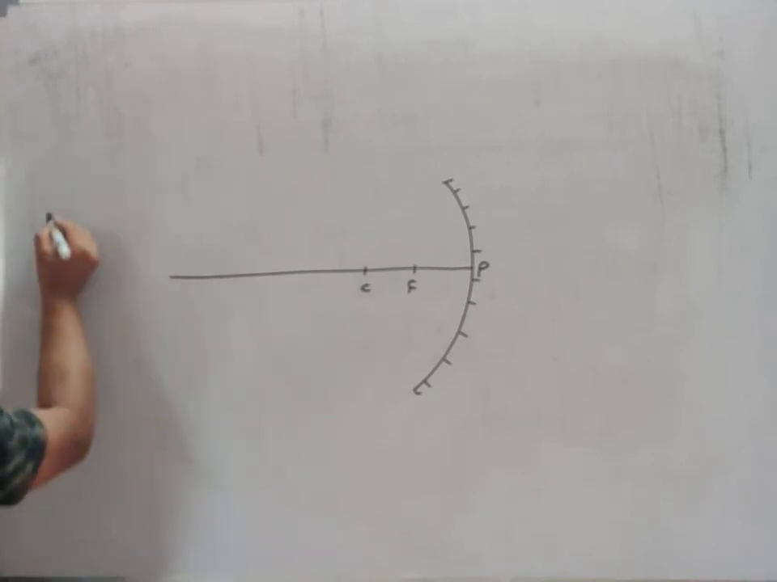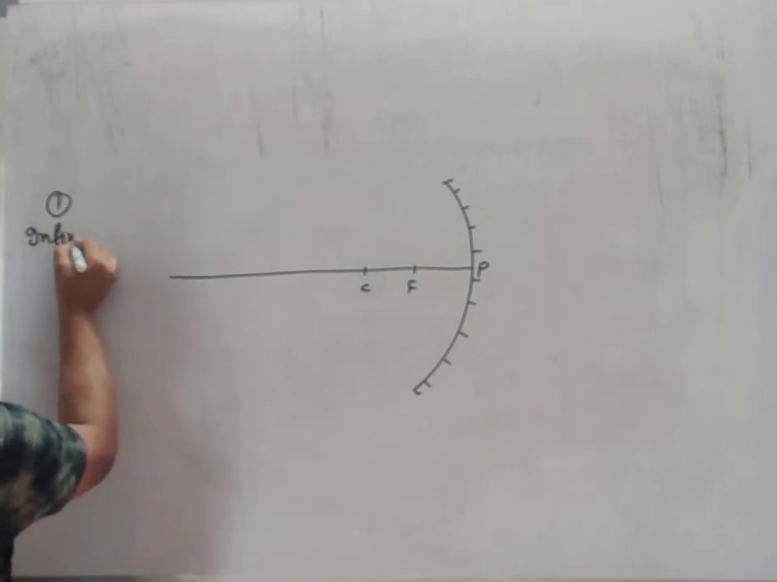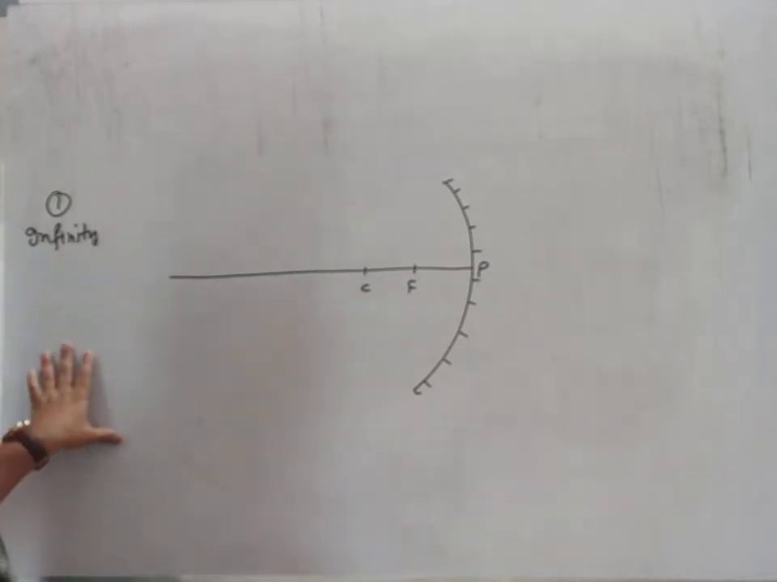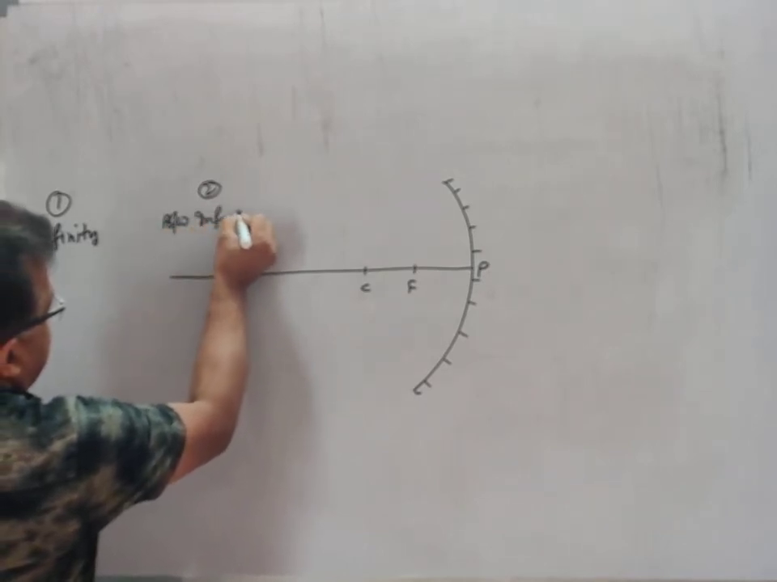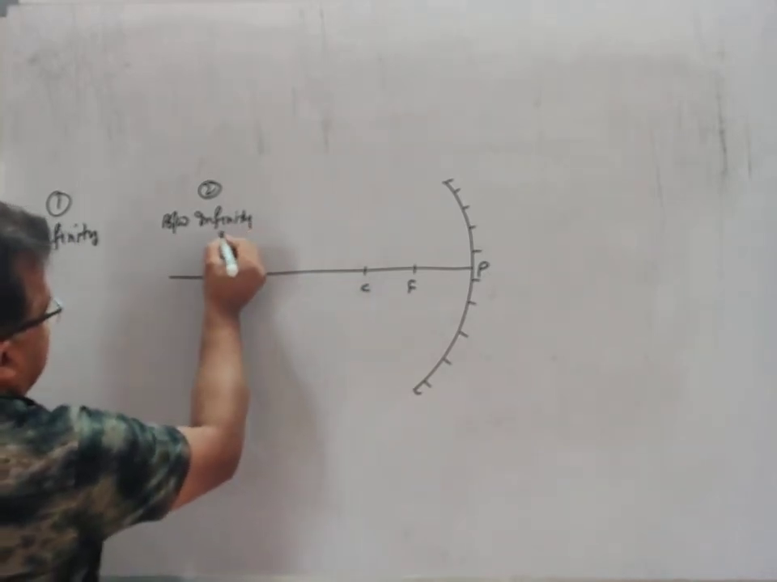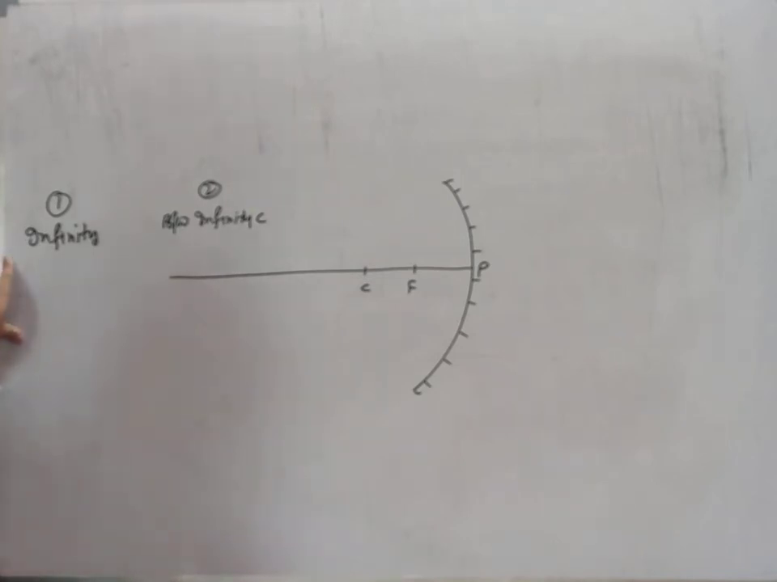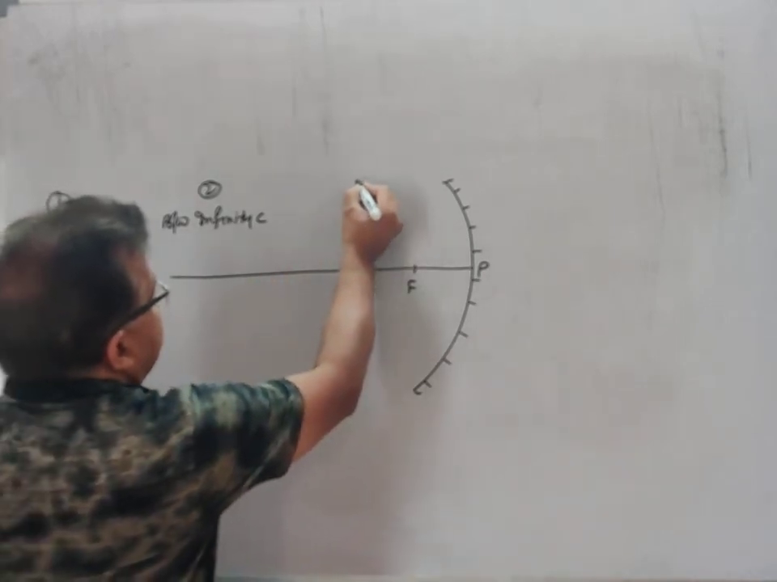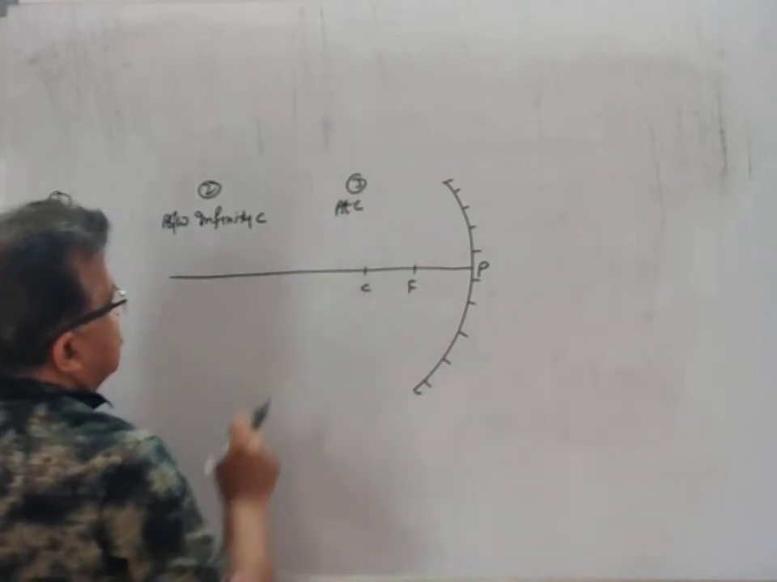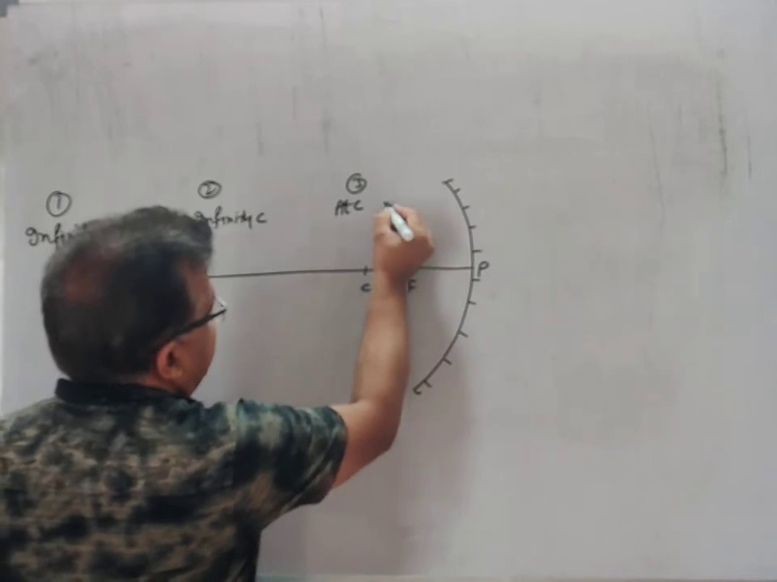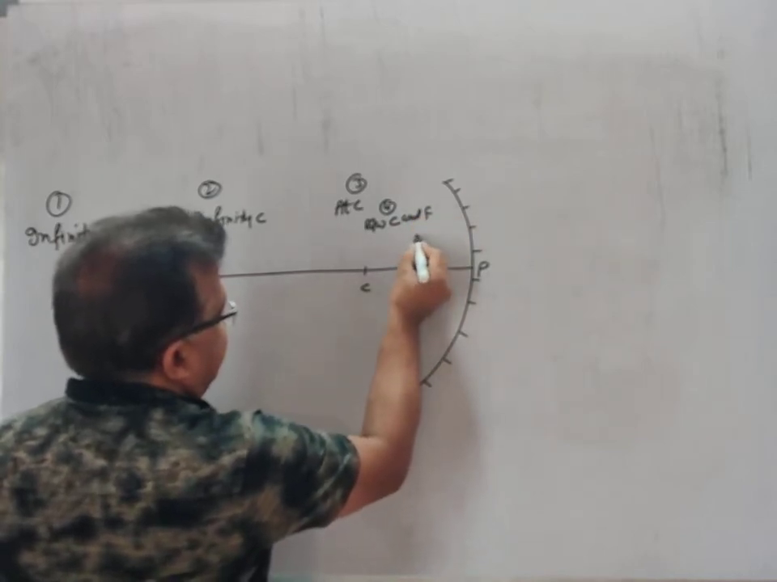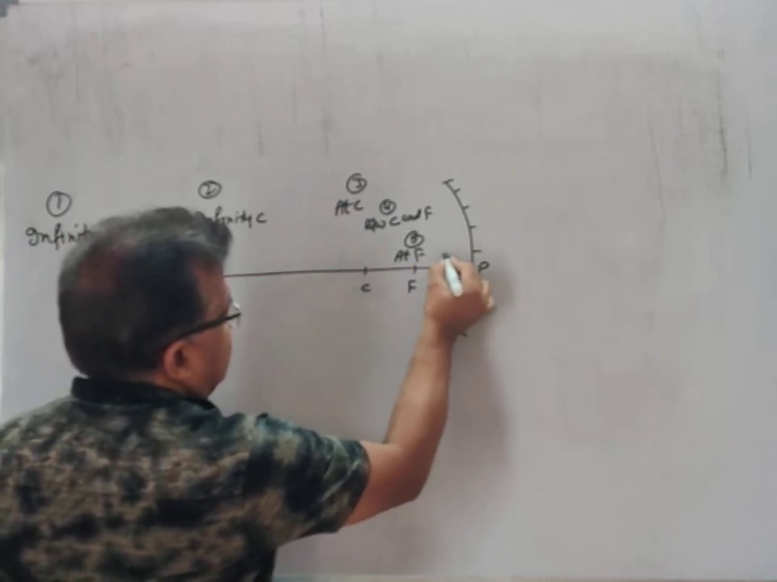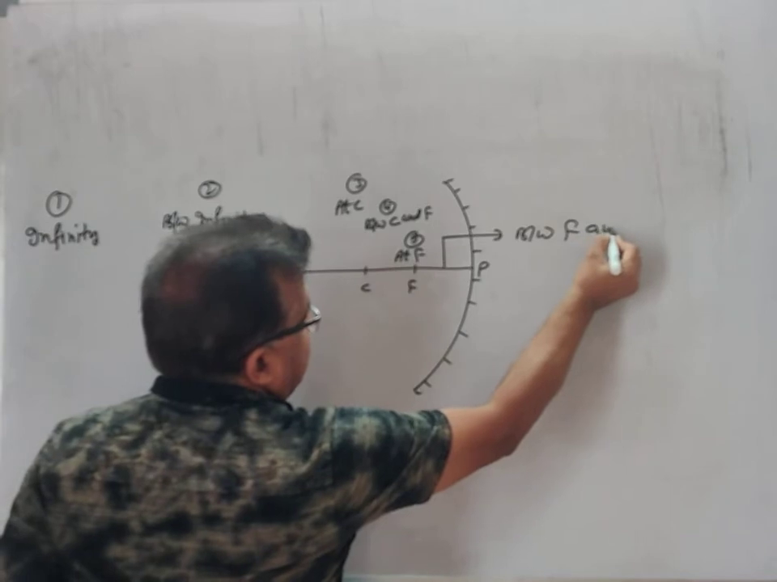So where we can place object? Number 1, at infinity. Then comes the finite distances, that can be between infinity and C. First at infinity, second anywhere between infinity and C, third at C, fourth between C and F, fifth at F, and sixth between F and P, the pole.